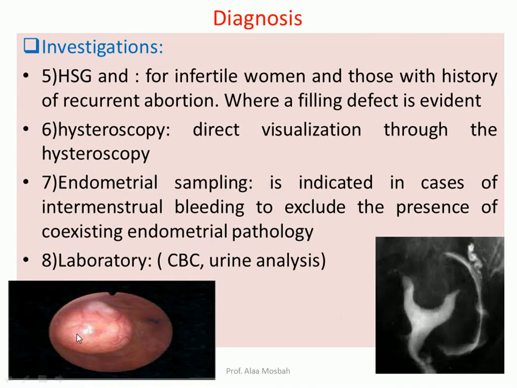Hysteroscopy, as in this picture: I am inside the cavity of the uterus now and there is a mass bulging inside the cavity. This is a submucosal fibroid. Endometrial sampling is indicated in cases of intermenstrual bleeding to exclude the presence of coexisting endometrial pathology, because there may be another pathology like endometrial hyperplasia. Also, you should complete the lab investigations like CBC, urine analysis, and urine culture.